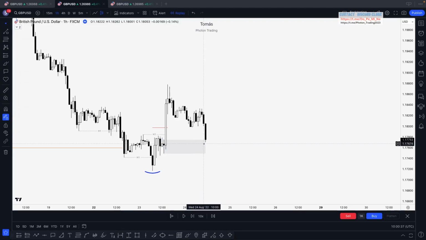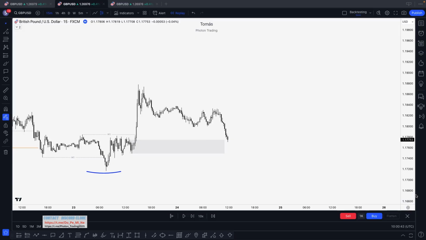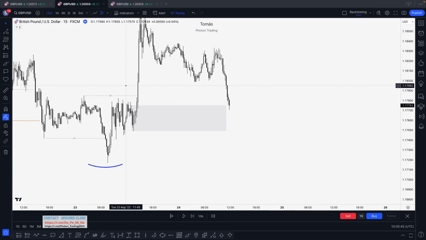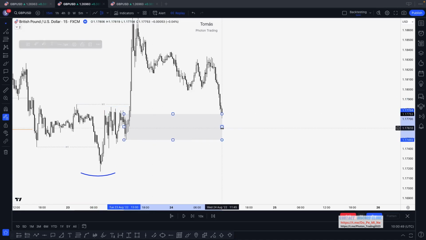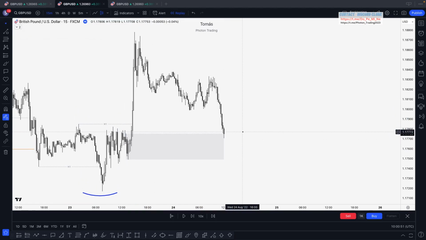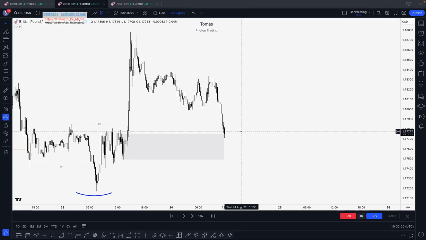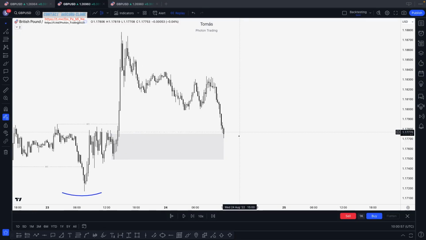Okay, so price mitigated this POI, right? Let's now drop to the M15. There are two possible entries that I want to talk about in this video. One is a possible loss, and the other one is a winning trade. But let's talk about the loss first, right?